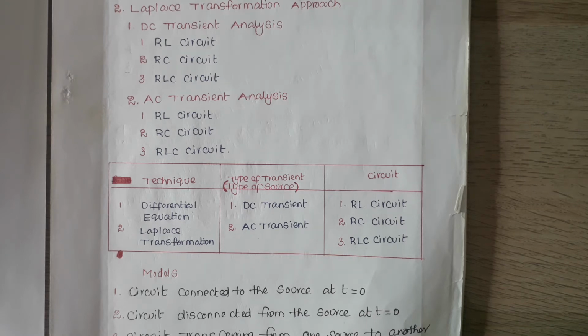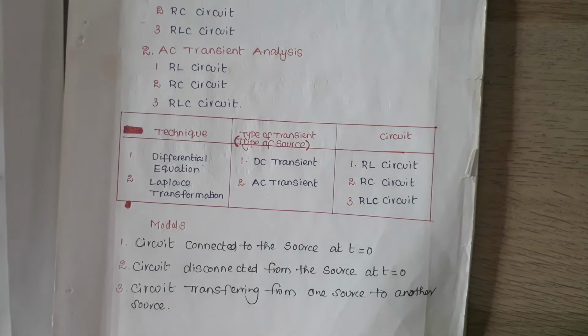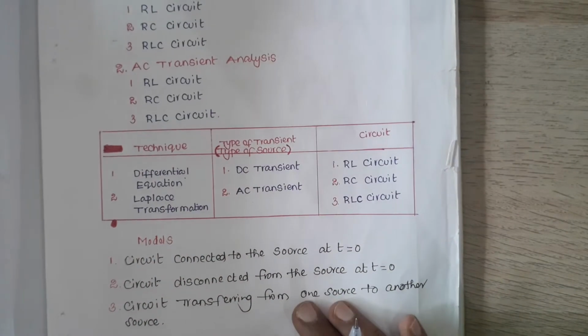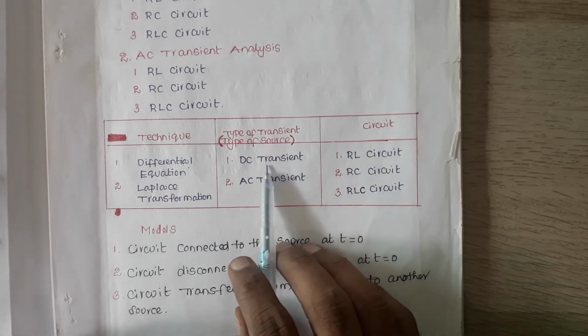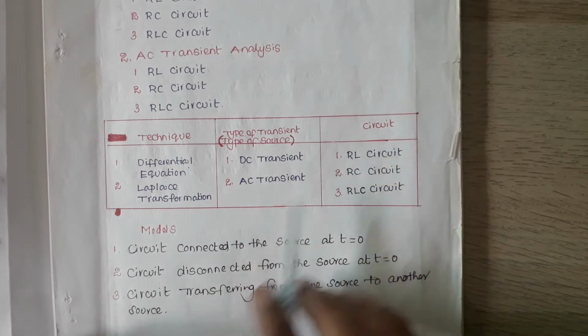We are discussing Unit 3. So, this is the outline of Unit 3. The heading of Unit 3 is transient analysis, otherwise called transients. And here, what is the method we are using, what is the type of transient, what is the type of circuit, and what is the type of model.